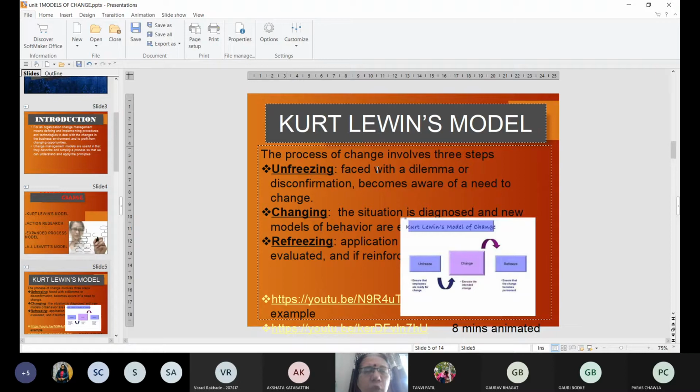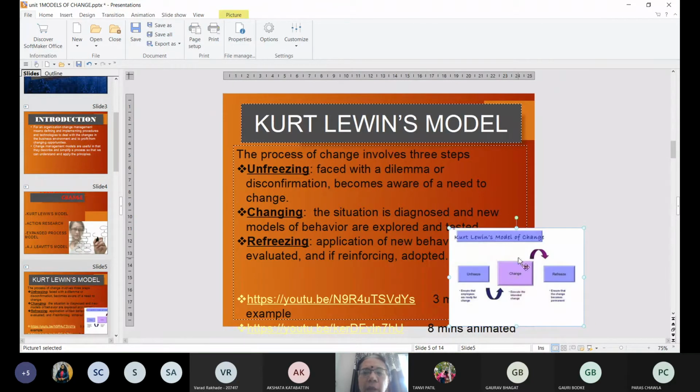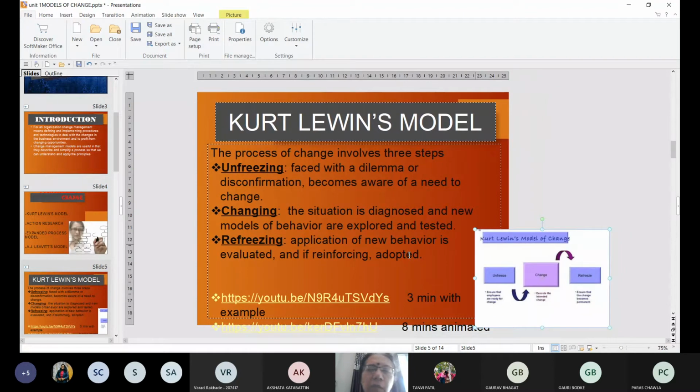Second stage is changing. Once you realize that change is required, now what should be done to bring about the change? That is called the second step, changing. Making the change, bringing in a new method. Third step is refreezing. Whatever the new method is, you will have to reinforce this change again and again. Otherwise your employees will go back to their old behavior. So you have to reinforce the change, that is called as refreezing.